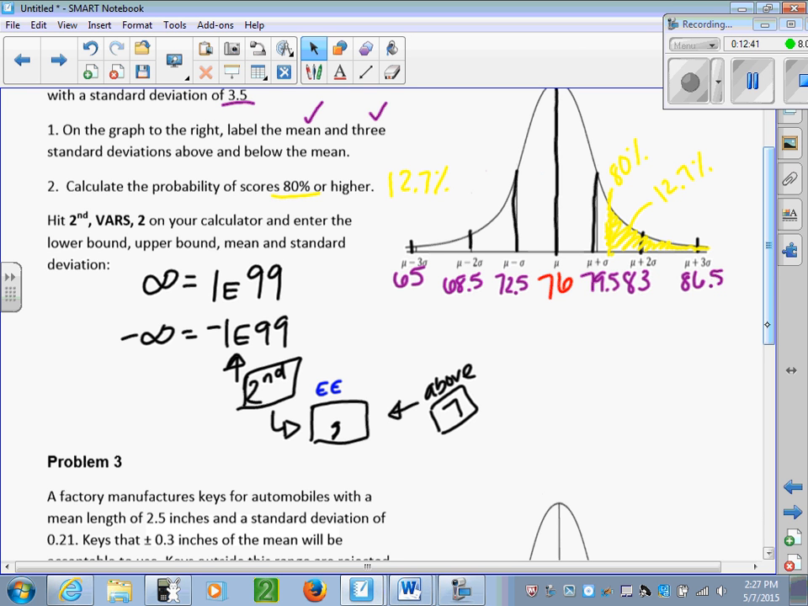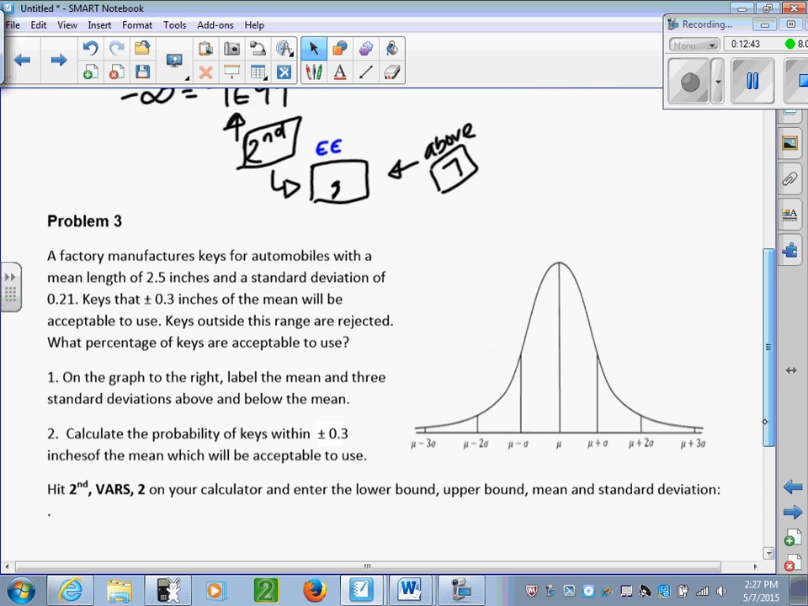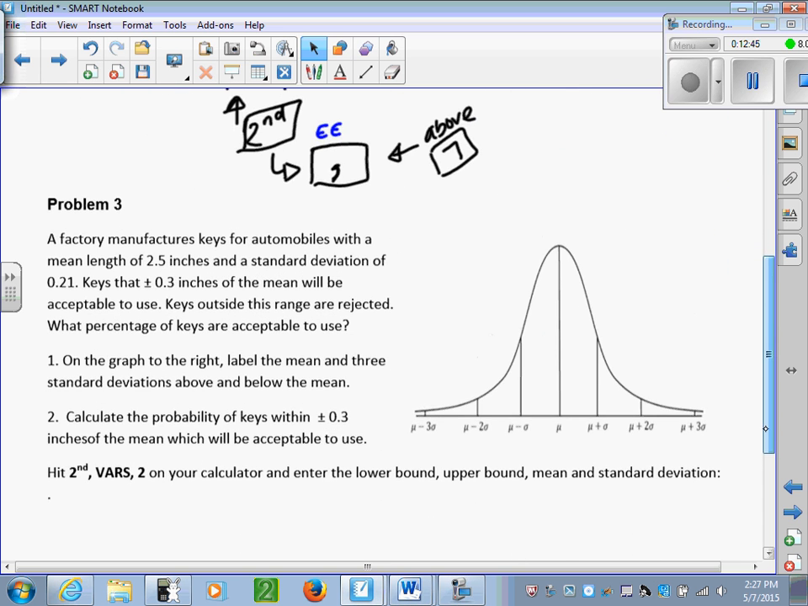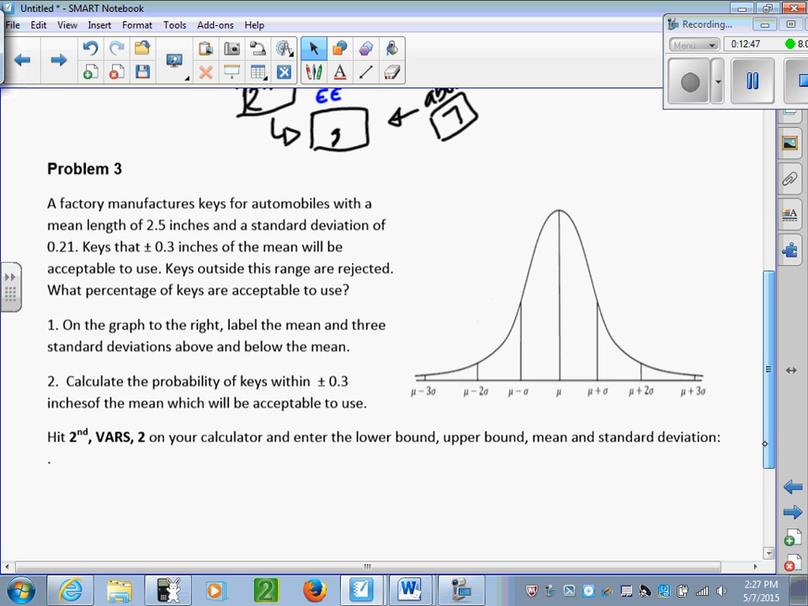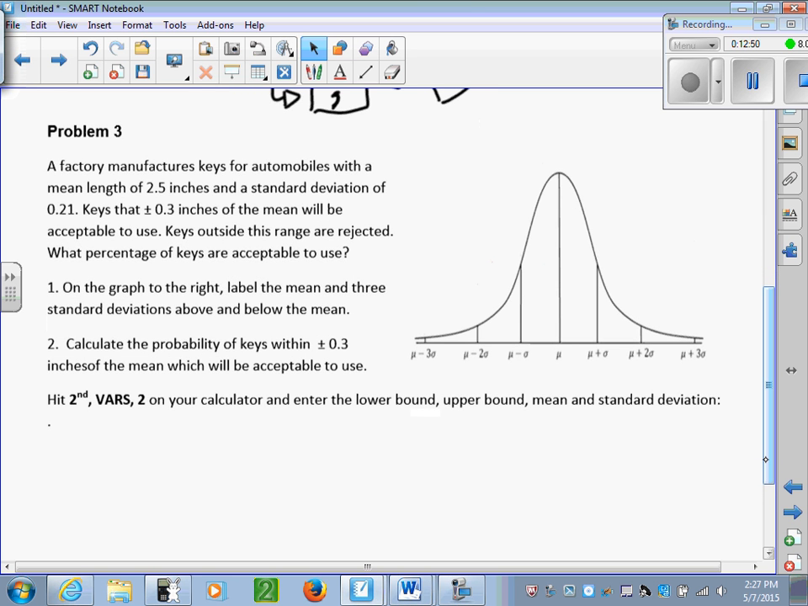All right, next, problem 3. Okay, I want you to pause the video and I want you to try this one on your own. Okay, and then you can come back to the video and watch how to do it. All right, so pause the video.